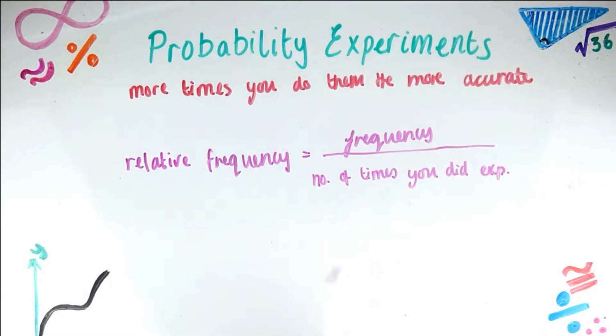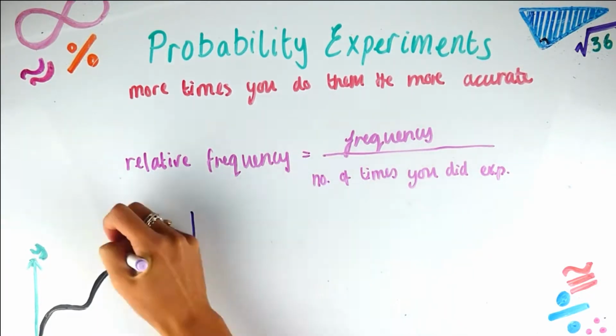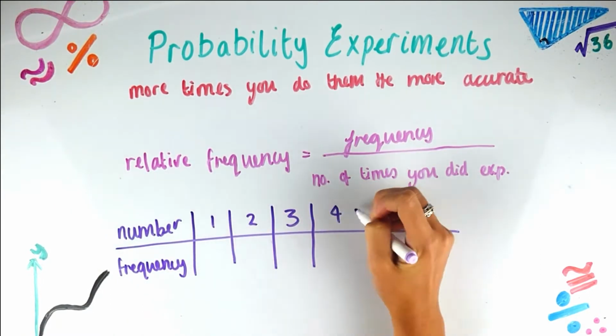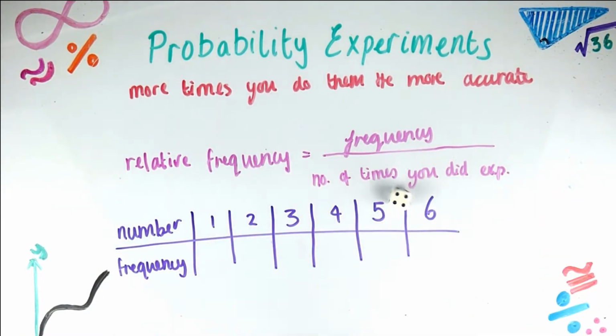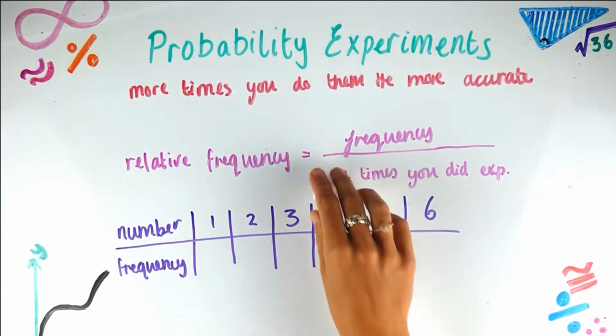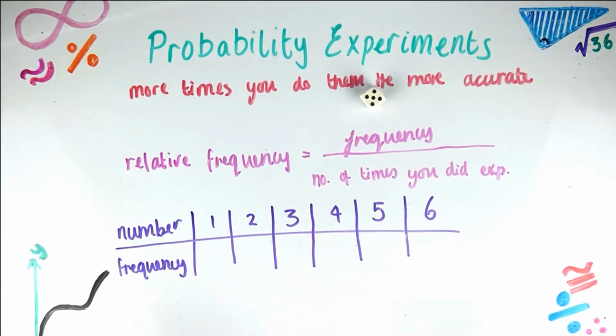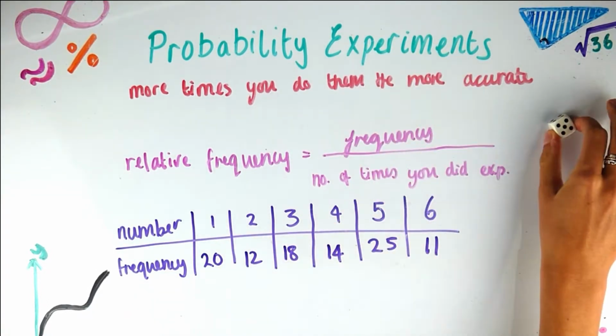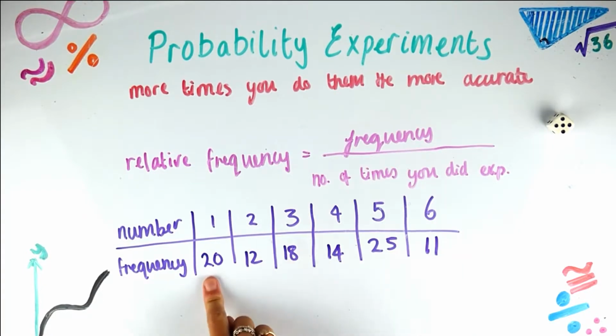I'm going to roll a dice 100 times, and then I'm going to count how many times I get each number and record it in this table. So I threw this dice 100 times and I rolled a 1, 20 times, a 2, 12 times, a 3, 18 times, etc. So that is the frequency, the number of times I roll it.